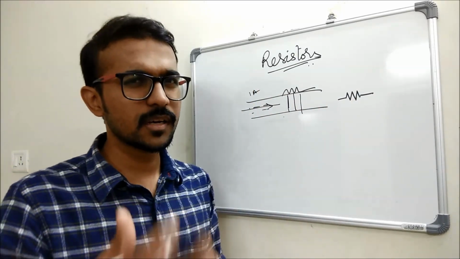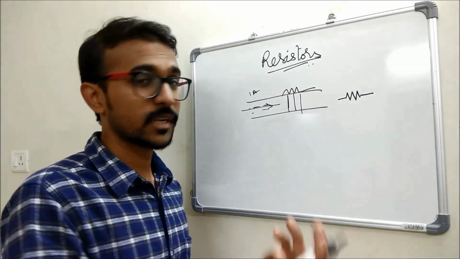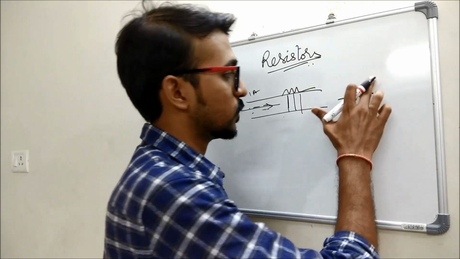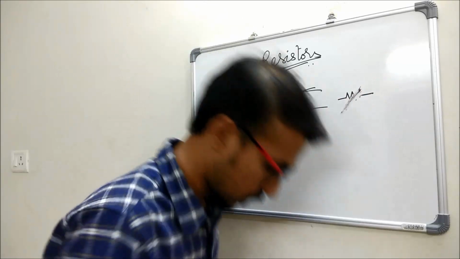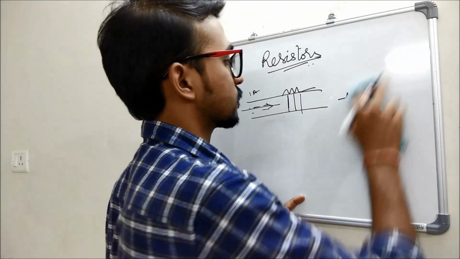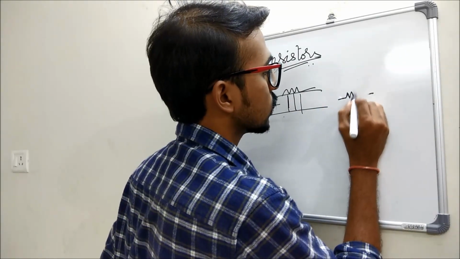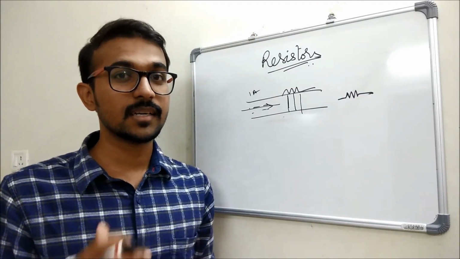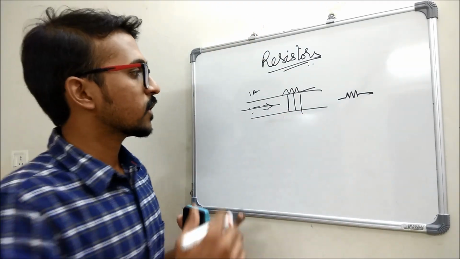In one of my previous videos where I showed the potentiometer, the same resistor symbol is shown with an arrow, which indicates a potentiometer. But when you remove this arrow, it will be a resistor. So a resistor is something which resists the current flow through it.